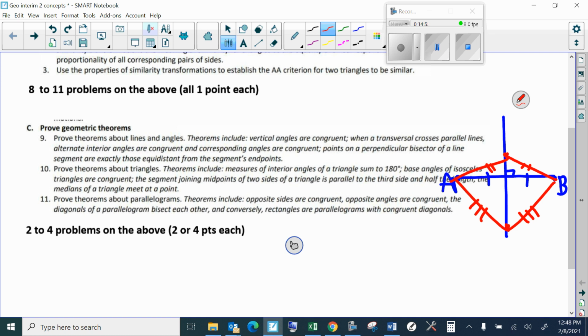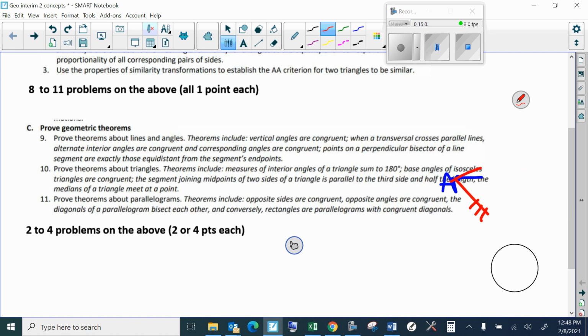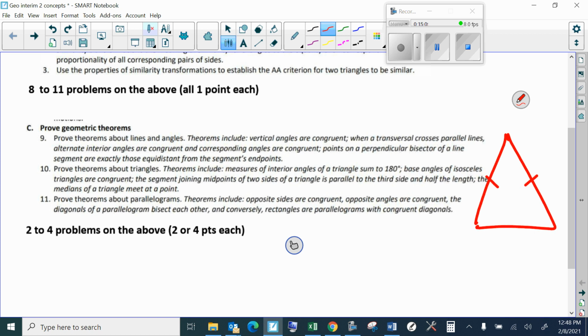Proof theorems about triangles. Measures of interior angles of a triangle sum to 180. Base angles in an isosceles triangle are congruent. That's the isosceles triangle theorem. Remember I told you the very first thing you do whenever you see an isosceles triangle. If I saw that isosceles triangle, don't forget that's called a vertex angle. Automatically, the first thing I'm going to mark is my base angles as congruent, and that is the isosceles triangle theorem, which says if I have an isosceles triangle, then the base angles are congruent.